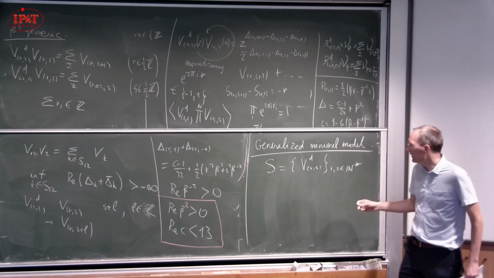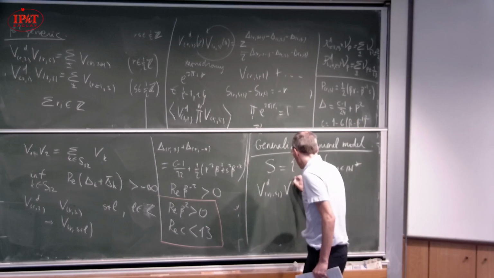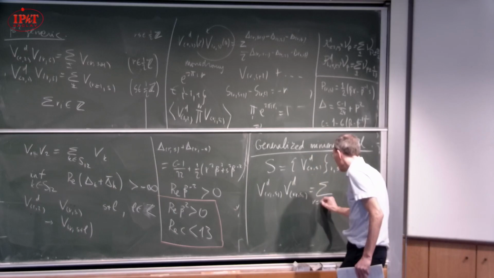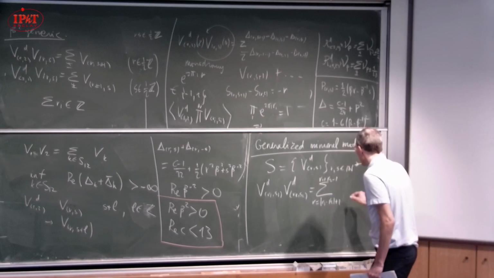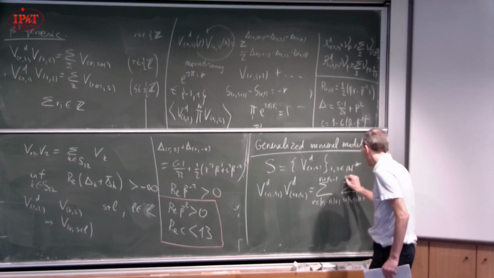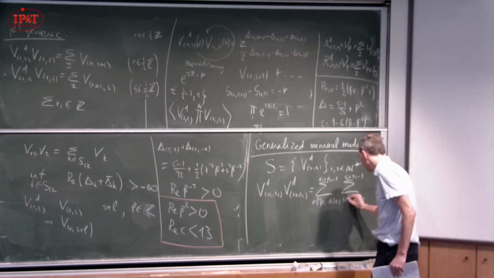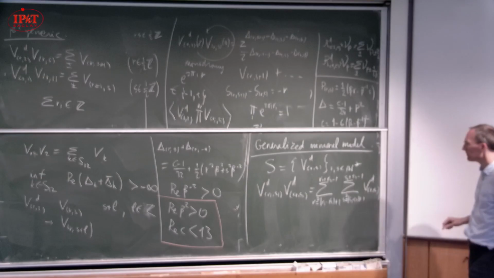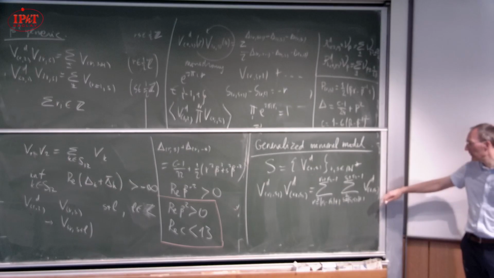So, let me rewrite. The OPE here, V R1 S1 times V R2 S2 equals the sum for R from R1 minus R2 plus 1 to R1 plus R2 minus 1, S from S1 minus S2 plus 1 to S1 plus S2 minus 1. These sums run by increments of 2, of V R S. So any OPE is in fact a sum of finitely many terms, plus descendants, of course. But so you don't have to worry about convergence.